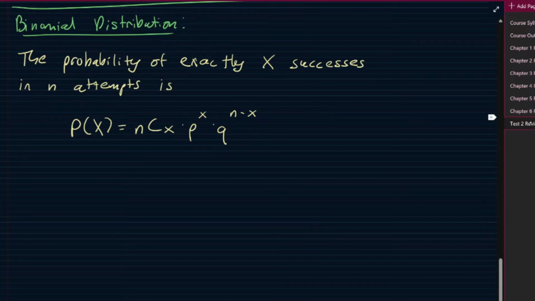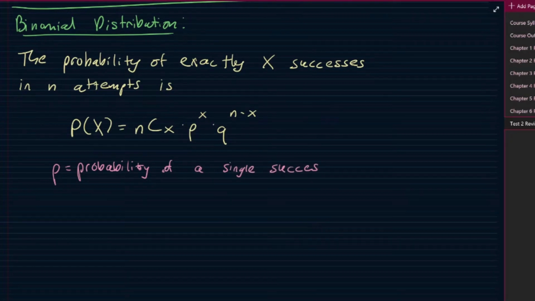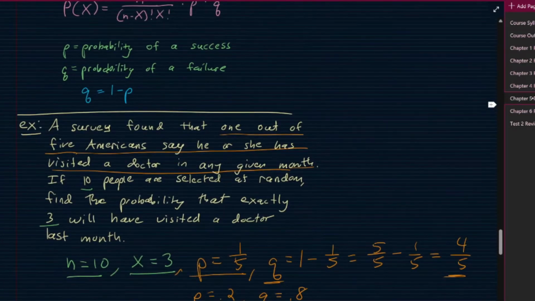And yeah, it's definitely not a nice one. Again, remember, P is the probability of a success, of a single success. And therefore, Q is just 1 minus P, because you could either succeed or fail, so it's got to be the complement, essentially. Okay, and so we did a couple examples there.